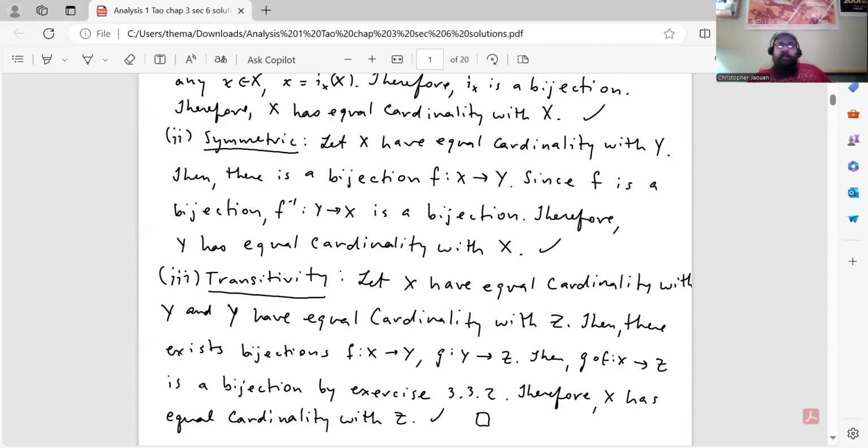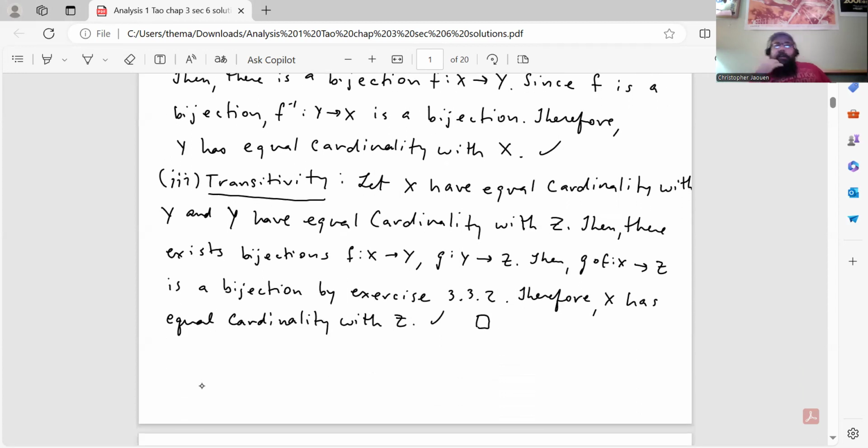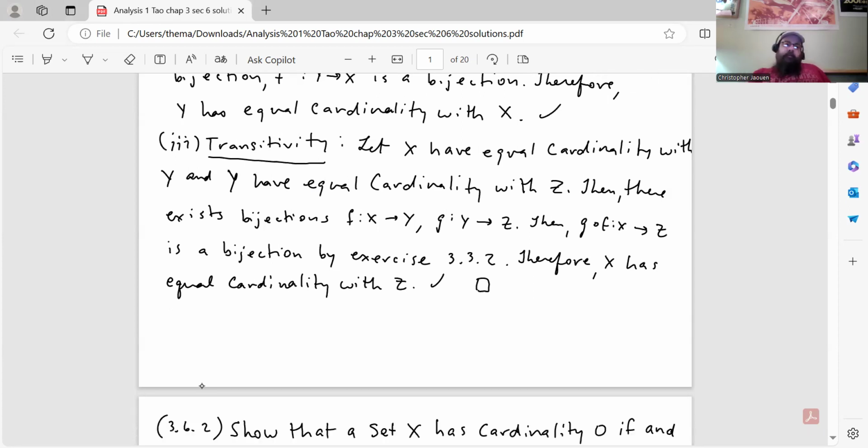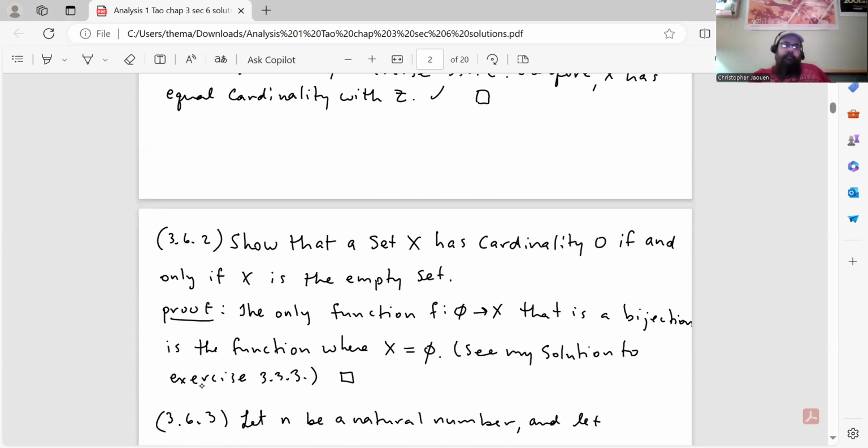Right, then we want to show that it's symmetric. Let X have equal cardinality with Y, then there's a bijection f from X to Y. Since f is a bijection, f inverse from Y to X is also a bijection, therefore Y has equal cardinality with X. Right, so that shows symmetry. Then finally, transitivity we have to show. Let X have equal cardinality with Y and Y have equal cardinality with Z. Then there exist bijections f from X to Y, g from Y to Z, such that if we make the function g composed with f from X to Z, it's a bijection by exercise 3.3.2. Therefore, X has equal cardinality with Z. Right, so that shows that it's an equivalence relation.